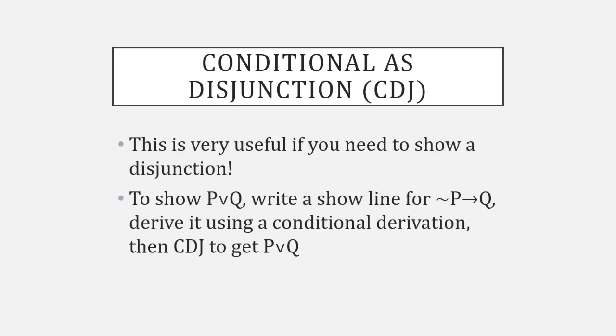Right, and just a note on what you can use this to do quickly before. It's very useful if you want to show a disjunction. So if you've written a show line for a disjunction, then what you can do is write a show line for if not P then Q. So if you want to show P or Q, you can write a show line for if not P then Q, and then start a conditional derivation. And then once you're done that conditional derivation, once you've canceled off that show line, you can just use CDJ to get the disjunction. So this is a move that you can make potentially to show something in a derivation.